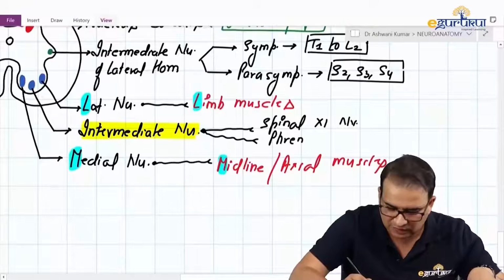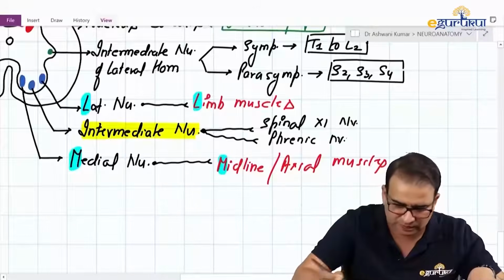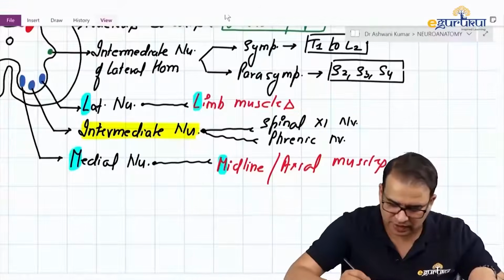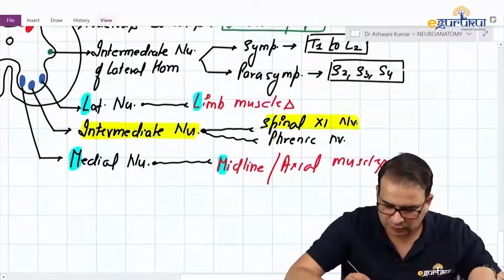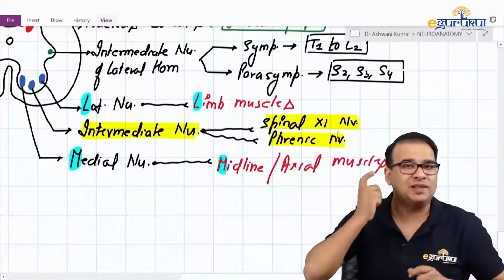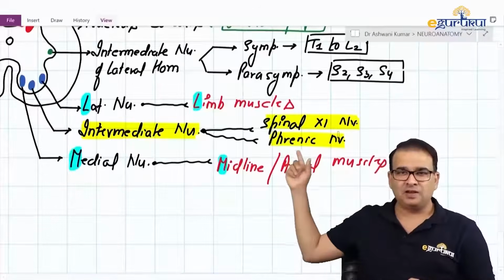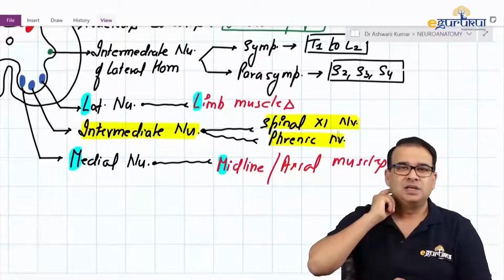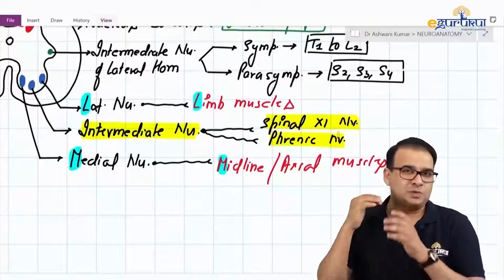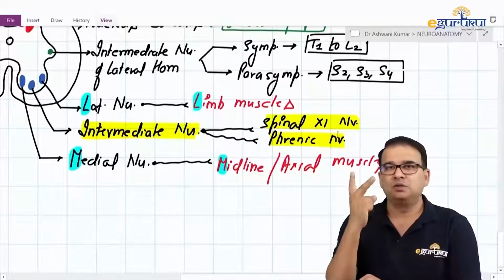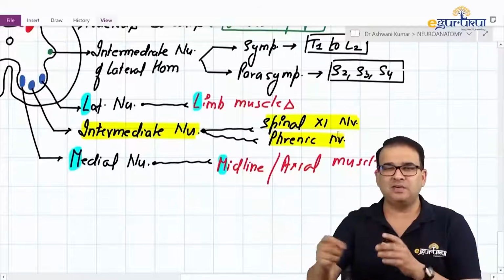Well, both are definitely very important. If you remember, what was the root value for the spinal accessory nerve? C1 to C5. Where is C1 to C5? In the cervical region only. And the phrenic nerve root value is again C3, C4, C5, which is again in the cervical region. So from this intermediate nucleus, which is present in the ventral horn of the cervical part of the spinal cord, 2 nerves come out. One is the spinal accessory nerve and one is the phrenic nerve.